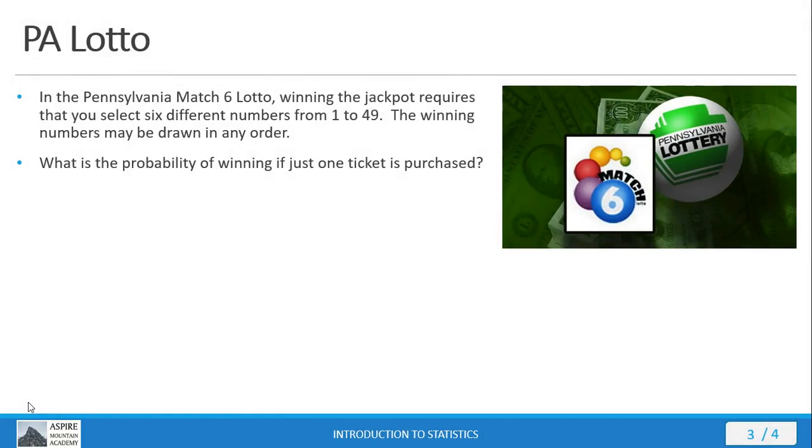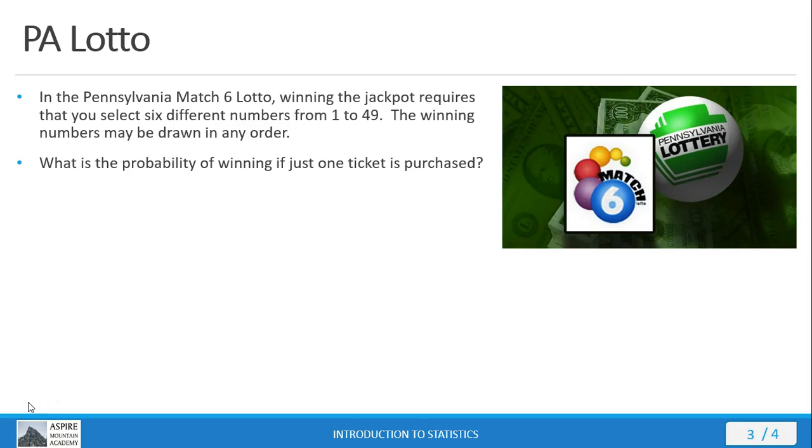Let's look at an example problem to illustrate. Here we have the Pennsylvania Lottery, and out in PA they've got a game called Match 6. When you play Match 6, you win the jackpot by selecting 6 different numbers from 1 to 49, and if the 6 that you select are the same as the ones selected by the lottery, then you win. It doesn't matter what the order is for the numbers. You just have to have the same 6 numbers. What is the probability of winning the jackpot playing Match 6 if you purchase just one ticket?